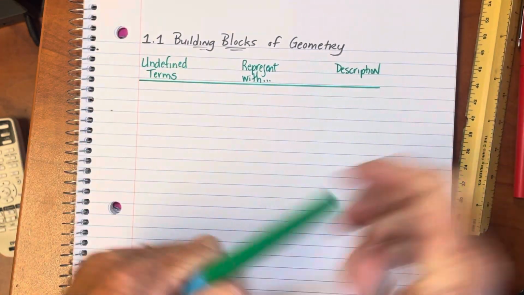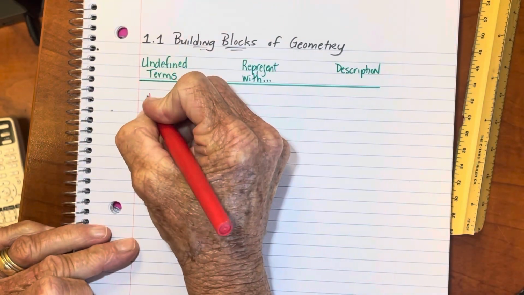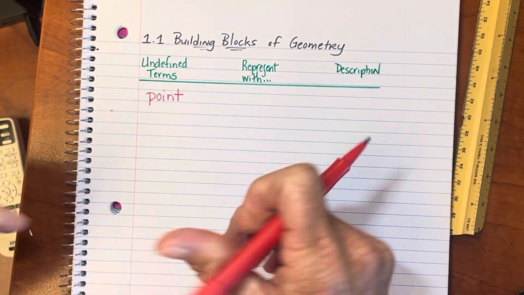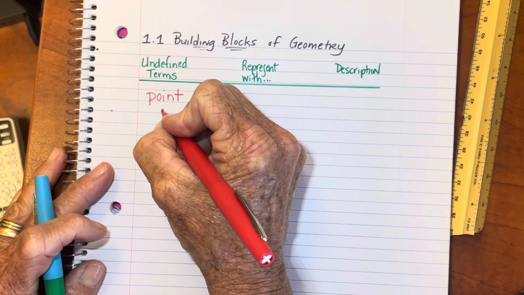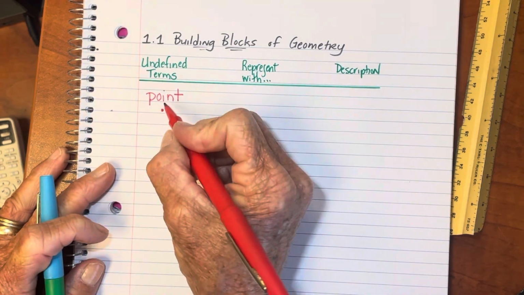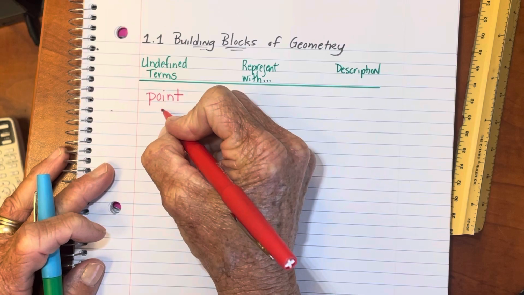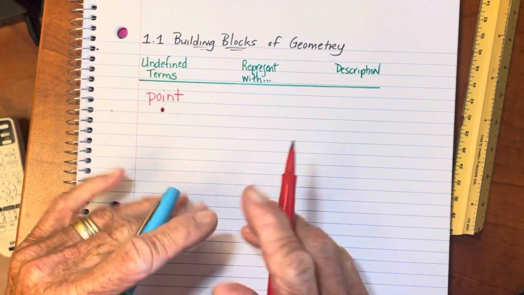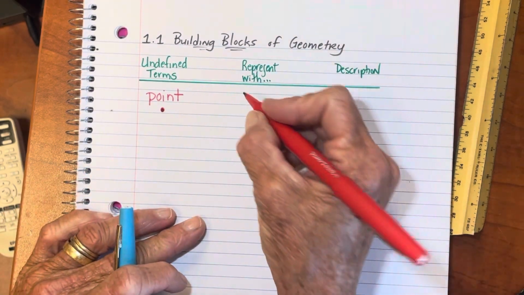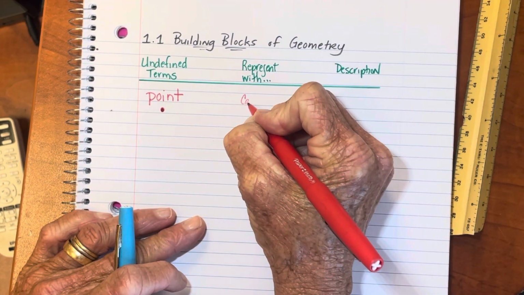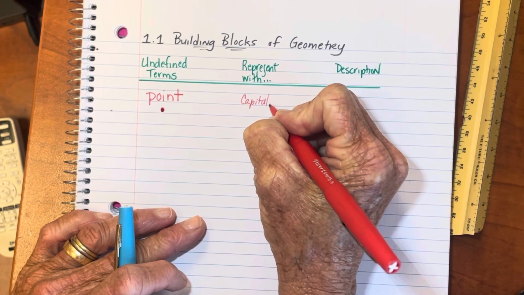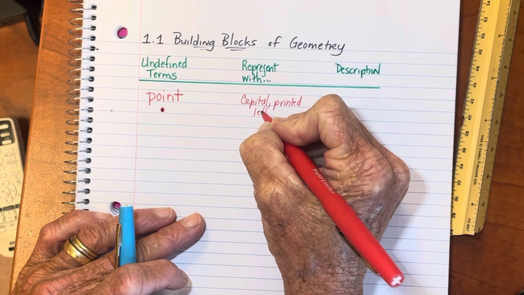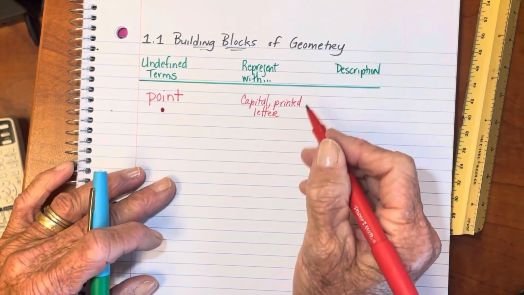And the first undefined term is a point. And of course, what a point looks like is just a dot. That's what the point looks like. It doesn't matter how large I make that dot. If I'm heavy-handed and it's a little bigger, it doesn't matter. It's just a point, and the size does not matter. We represent it with a capital printed letter, meaning it's not going to be in cursive.